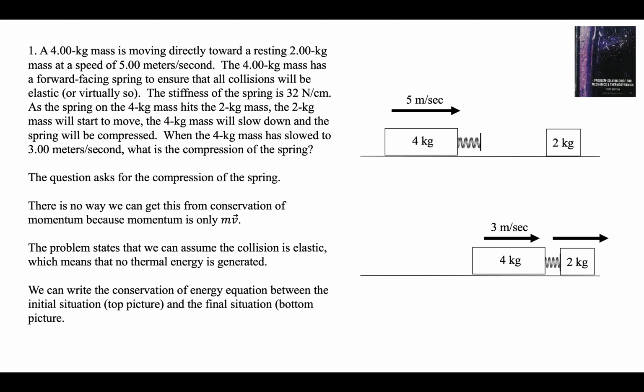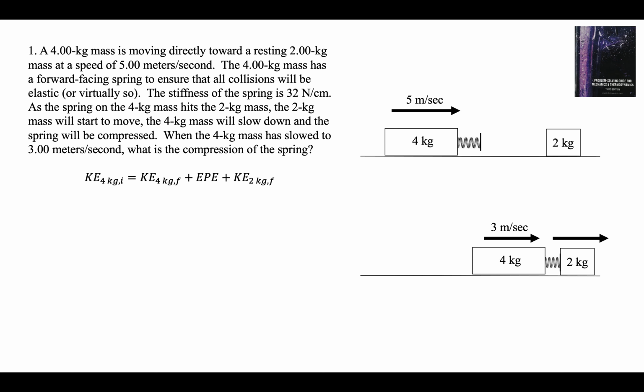We can write the conservation of energy equation and see what happens. So the initial energy is the final energy. The energy in the top picture equals the energy in the bottom picture. E1 equals E2, whatever you want to call it. Initially, we only have the 4 kilogram mass moving at 5 meters per second. Finally, the energy is in 3 places. The 4 kilogram mass is moving, the spring is compressed, there's elastic potential energy, and the 2 kilogram mass is moving. We can calculate the initial energy in the system at 1/2 mv squared, that's 50 joules.